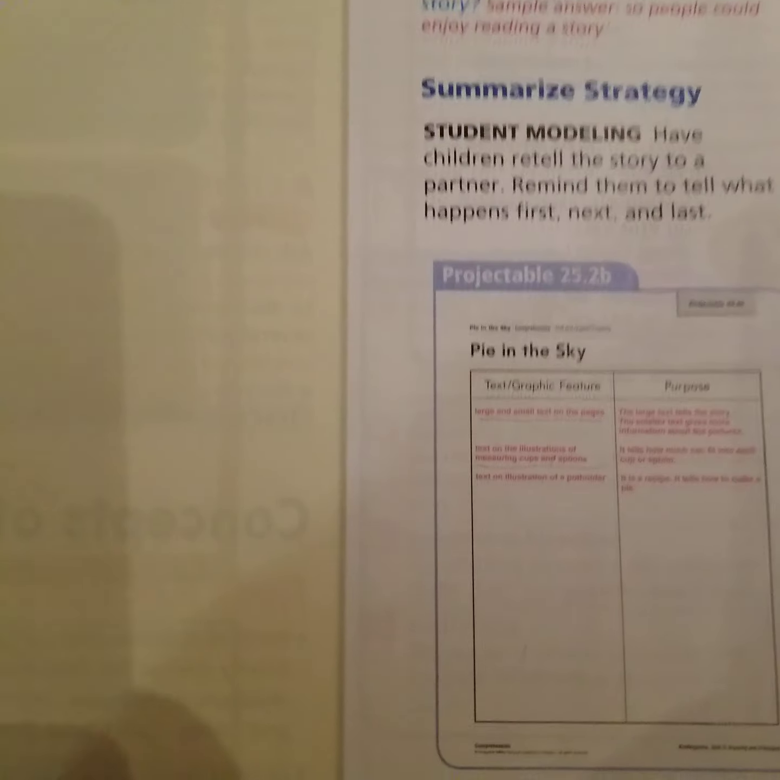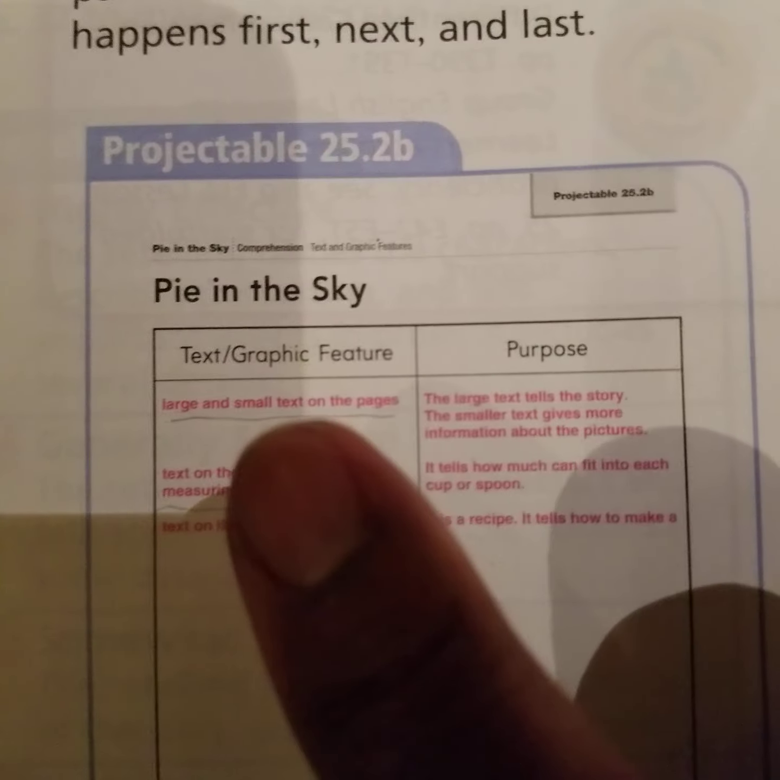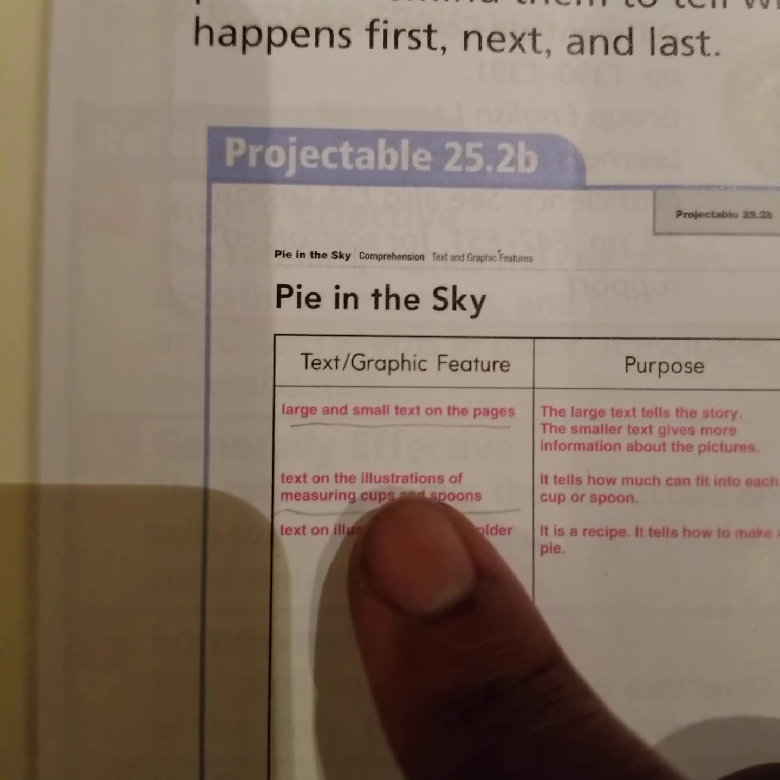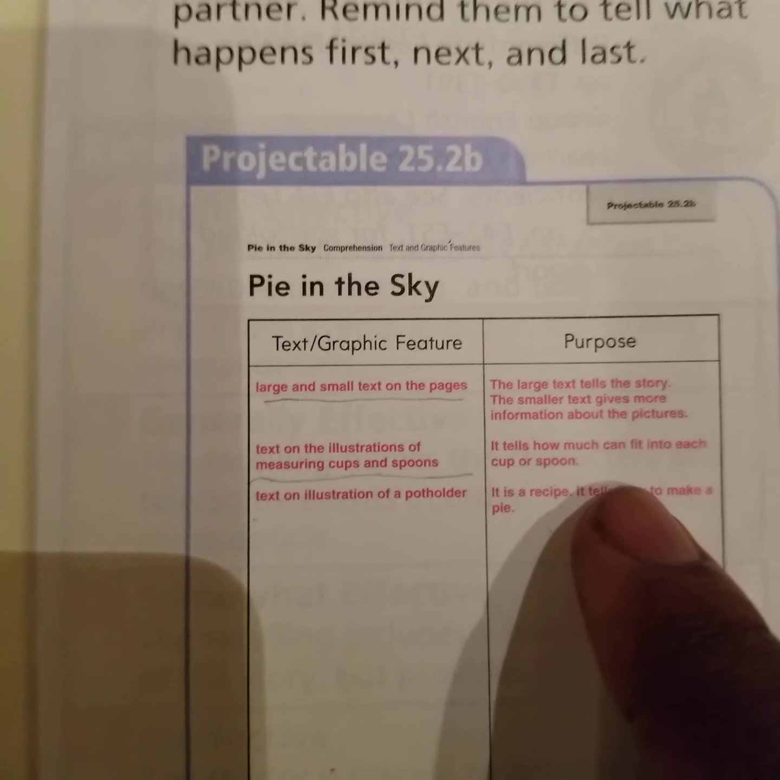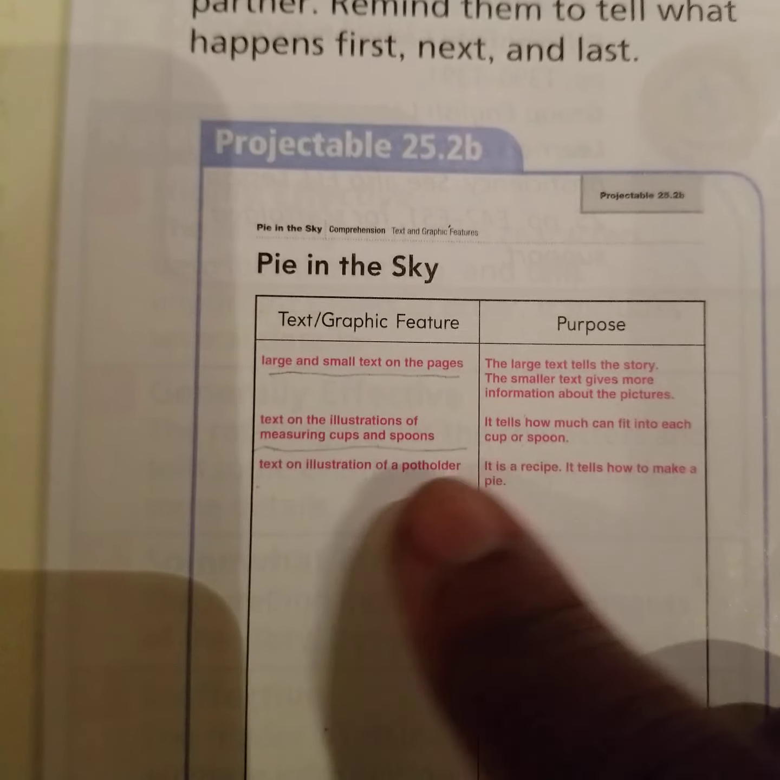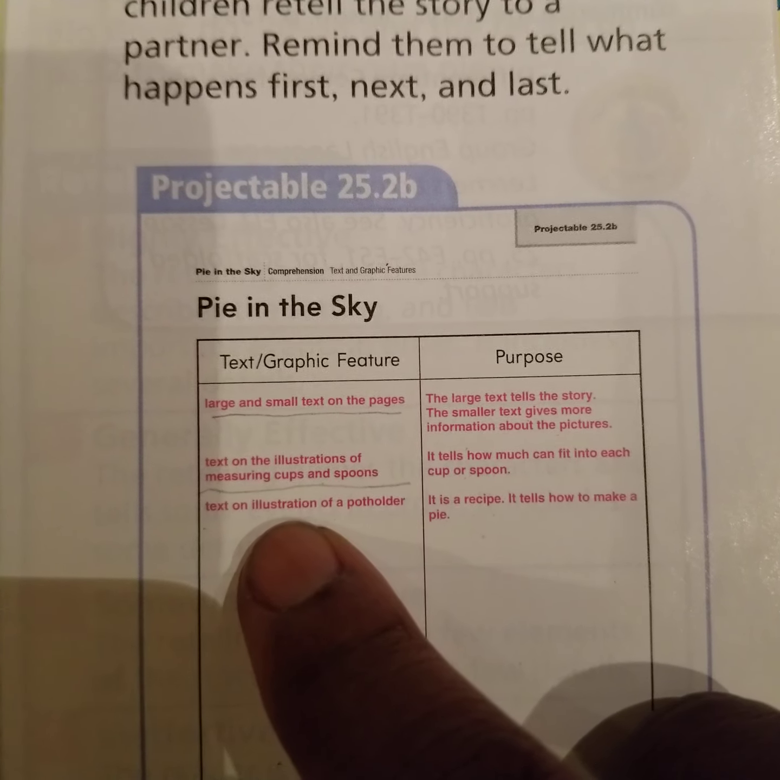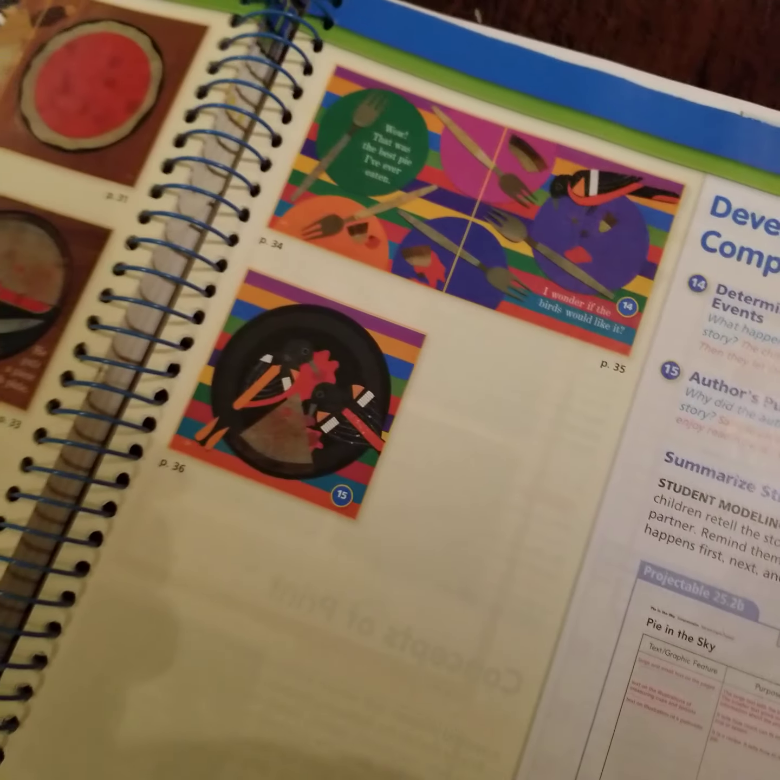Alrighty, so in your Journeys book, you do have to fill in a text and graphic feature. And this is what I have in my book. It has large and small text on the pages. And what's the purpose of that? It tells us that the large text tells the story. The small text describes what's on the page. Text on the illustrations of the measuring spoons tells us how much of each ingredient is needed, okay? And so that's its purpose, to tell us how much. And then the text on the illustration tells us how to cook the pie.